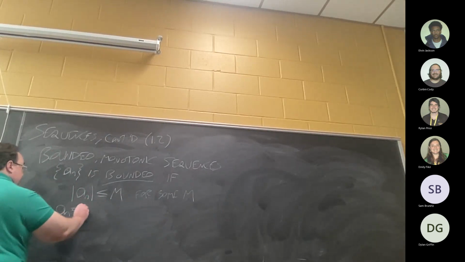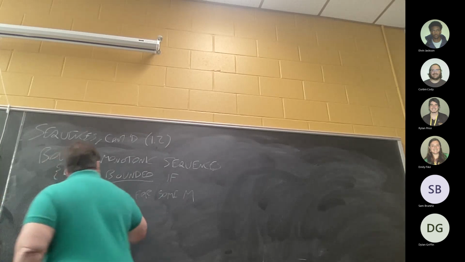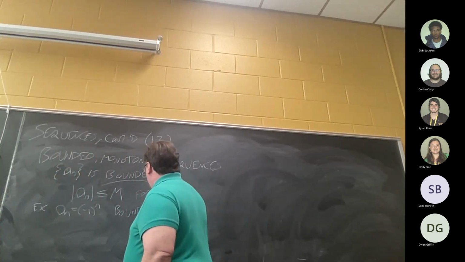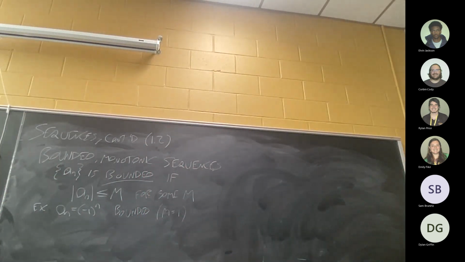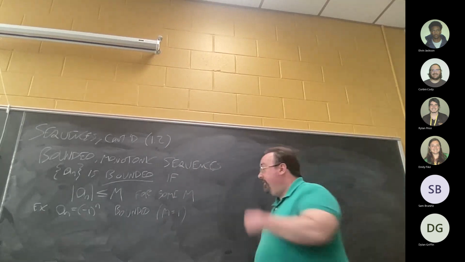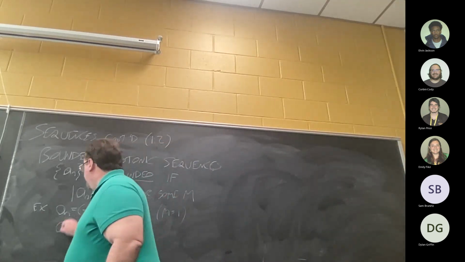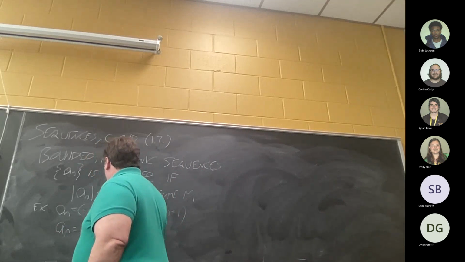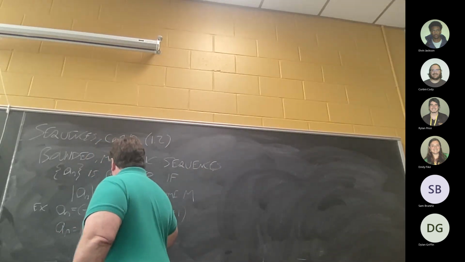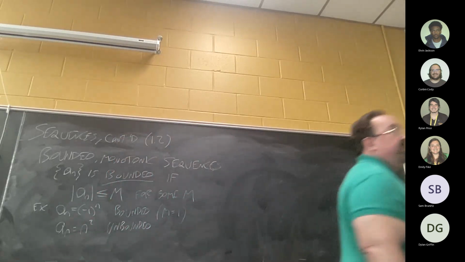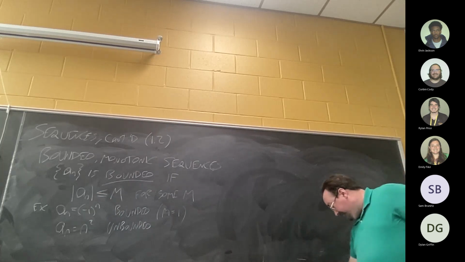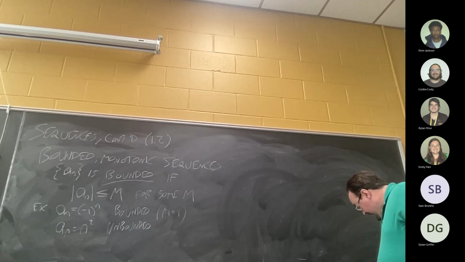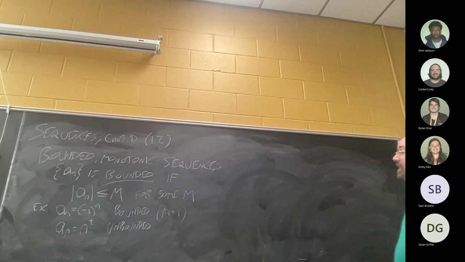For example, if a_n is equal to (-1)^n, that is bounded. In this case, we can choose M equals 1. As long as we can find some M that works, then that is a bounded sequence. But if I choose a_n equal to n squared, that is unbounded, because the numbers will just keep getting larger and larger off to infinity. That's one term.